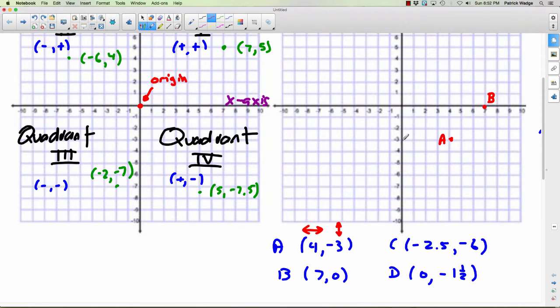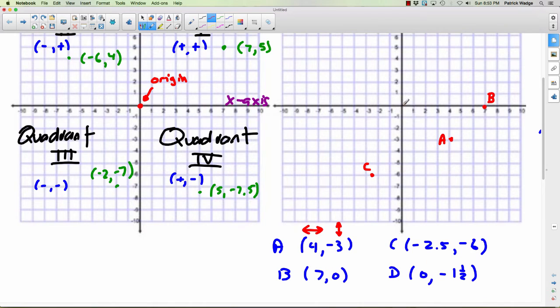C, negative 2.5. Okay, we're starting with this direction, right? And it's negative, so we're going to the left. We're going over negative 1, negative 2, and another half, so we're right there. Don't put a dot, though. We still have to go down 6. It's negative 6. So negative 2.5 is here, and then down 1, 2, 3, 4, 5, 6. This is point C.